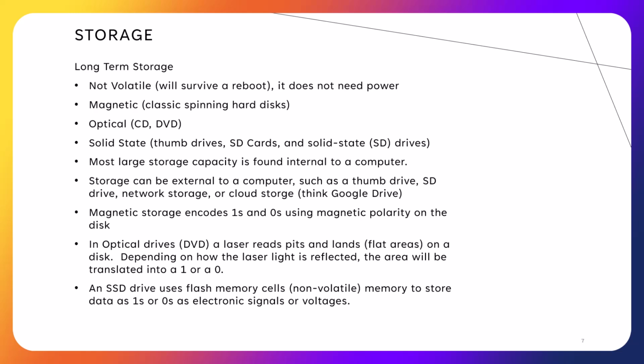In an optical drive, a DVD, there's a laser that will shine down on a DVD or a CD or a Blu-ray, and it reads pits and lands. And basically, it's how the laser reflects off that CD or that disc. And if there's a pit or a land, one's a 1, one of those is a 0.